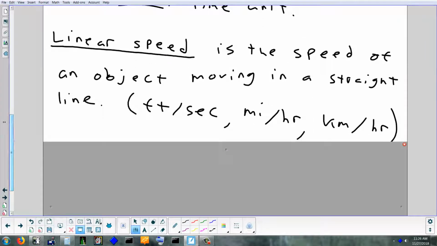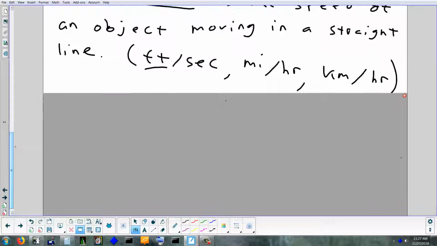Okay, so RPM's a little different than linear speed. Feet per second, miles per hour, kilometers per hour. Those are all examples of linear units because feet would measure something straight. Think of a ruler, straight. Like miles measures something traveling straight. Same thing with kilometers.